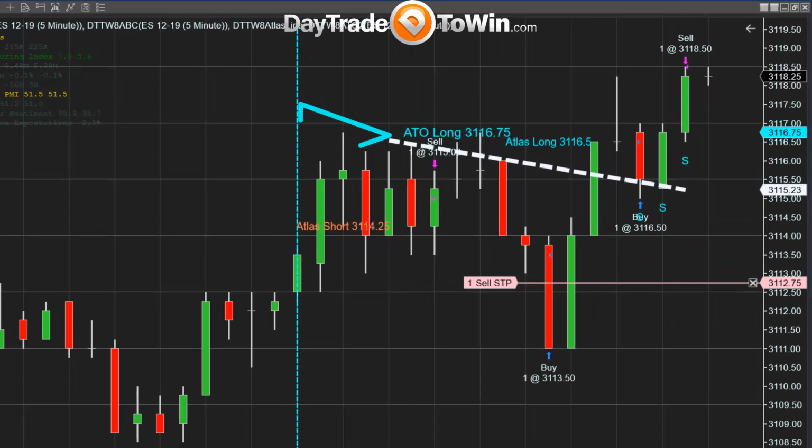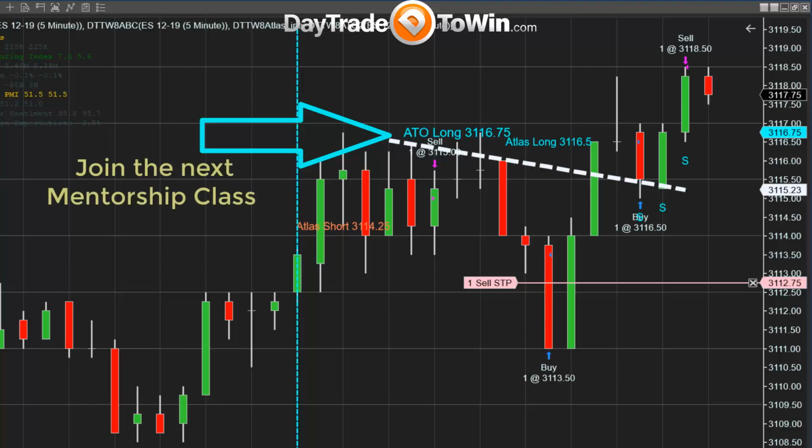There's also an ATO trade, an at the open trade. I just noticed it here to go long right about the same time this Atlas line was going long. There's no need to double up. I always say that you're either long, which is good when two things are in your favor.